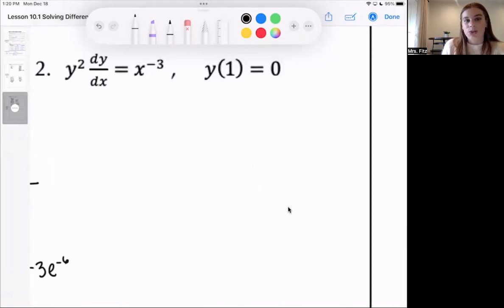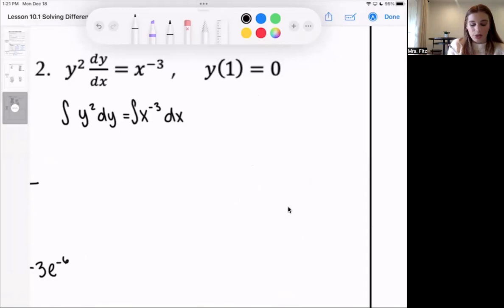Let's look at number 2. So we have y squared dy dx is equal to x to the negative 3rd. This one's not too bad. All we have to do is multiply by dx on both sides. So we have y squared dy is equal to x to the negative 3rd dx. We are going to integrate both sides. We end up with 1/3 y cubed is equal to, now we want to add 1, so we have negative 1/2 x to the negative 2nd plus c.